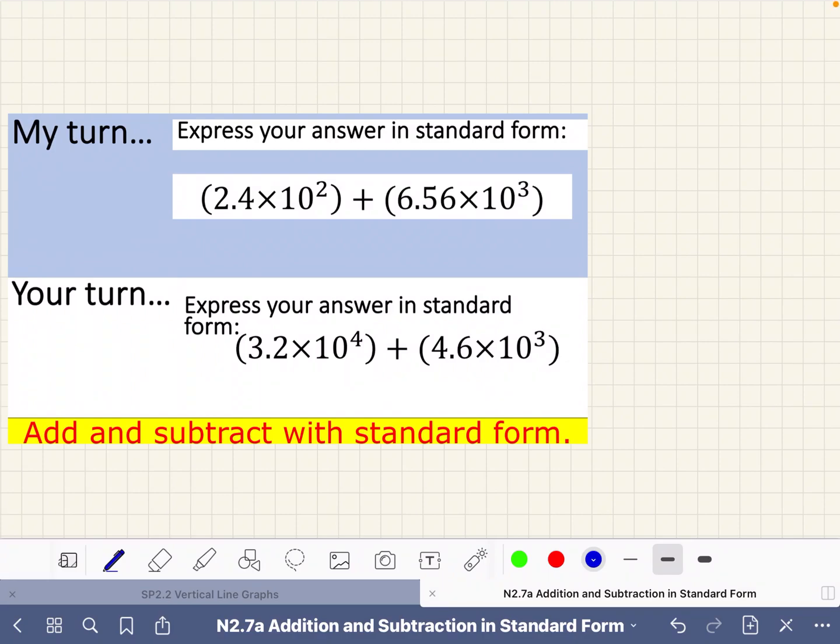My turn. Express your answer in standard form. So here we have 2.4 times 10 to the power of 2, and we're looking to add 6.56 times 10 to the power of 3. Our first step when we have standard form addition and subtraction questions is to convert these numbers into ordinary numbers. Please look back on previous videos if you need reminding about how to convert these.